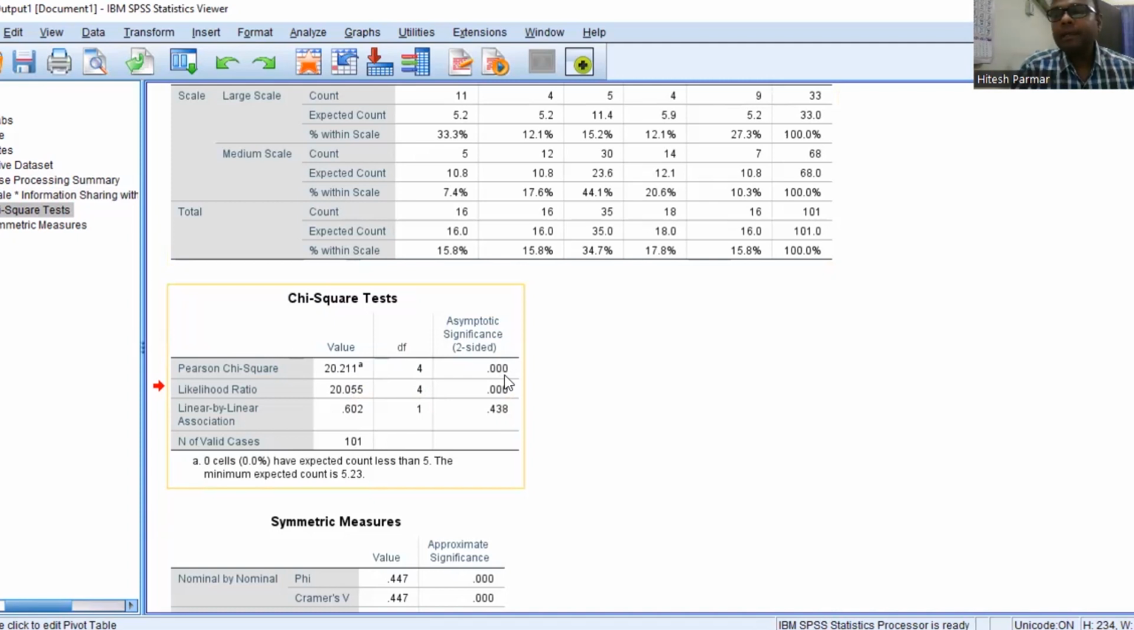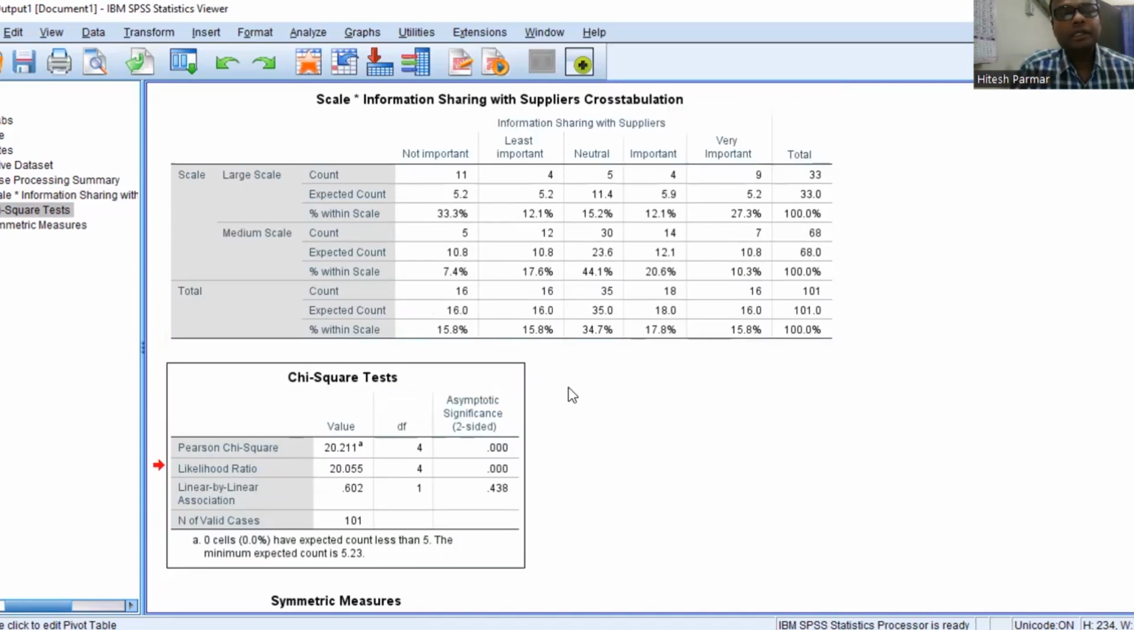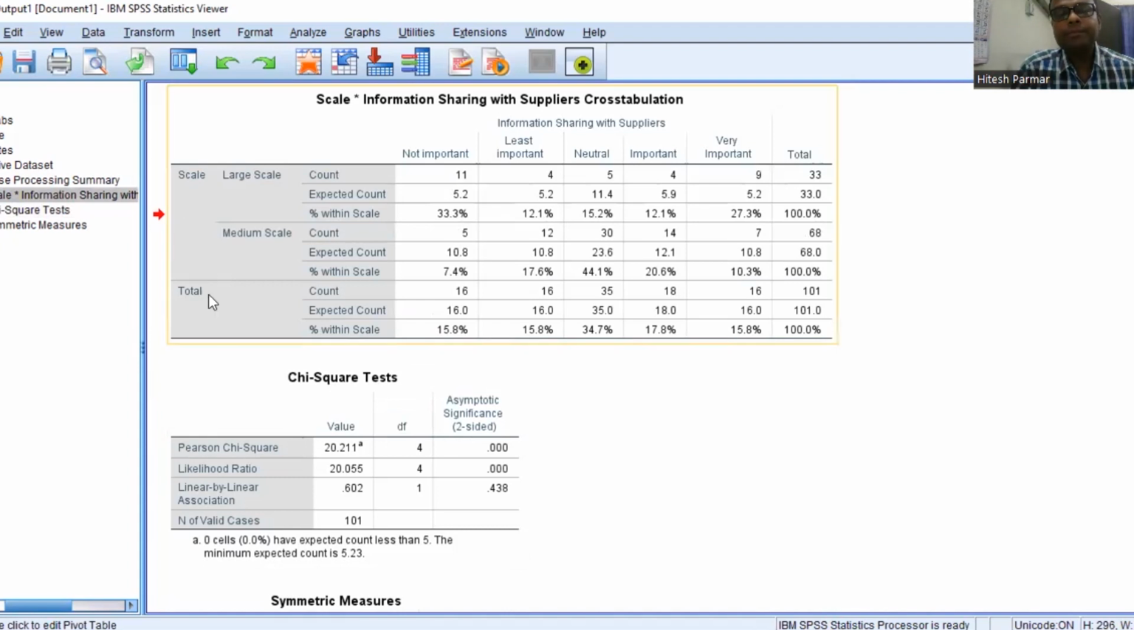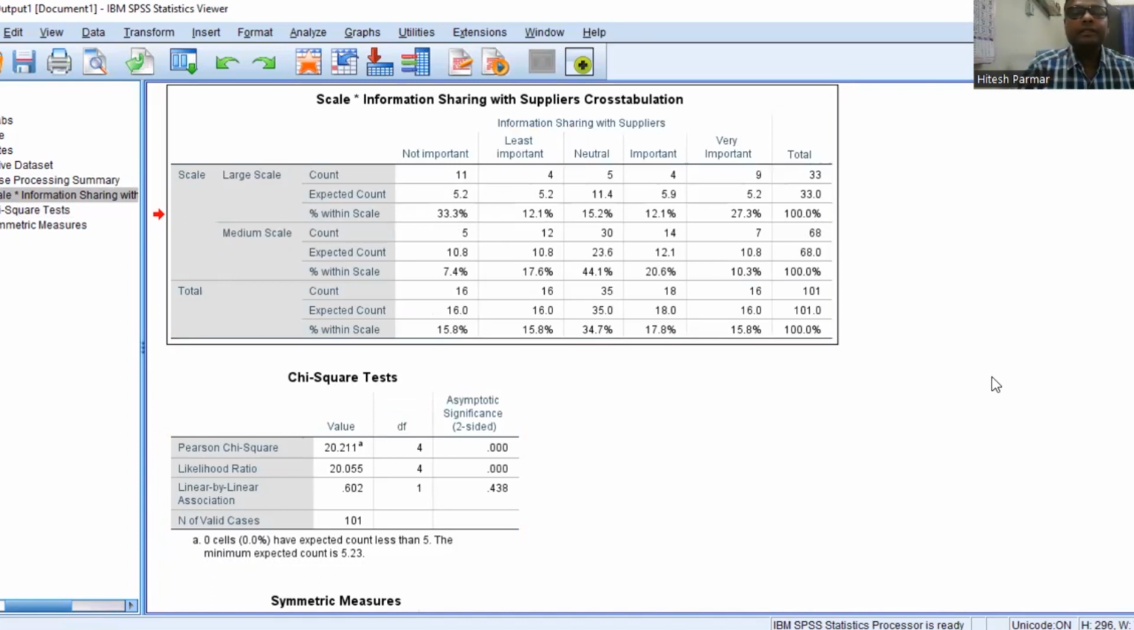And ultimately, what does it mean? If you are rejecting the null, it means there is an association between the scale of the organization and the importance given to information sharing with supplier. It means that this variable called information sharing with supplier is being given different kinds of importance by large scale and medium scale organizations. They are not giving importance equally. Both organizations give different kinds of importance.